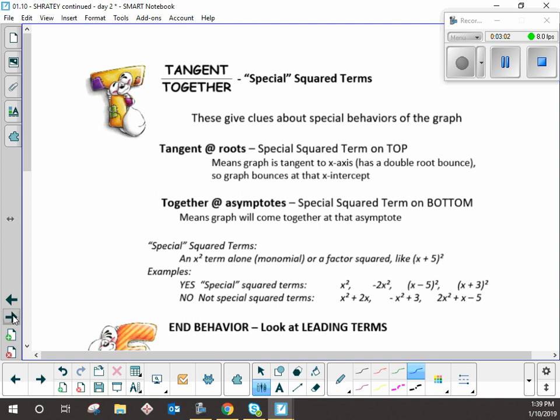T is for tangent or together. And please remember, it's written as a fraction on purpose. Tangent over together. The tangent is from the numerator. That's your root information. And together is from the denominator. That is your asymptote information. Okay, is it tangent at the root? Is it together at the asymptote? And it says here, these give clues about special behaviors of the graph. What you're looking for is you're looking at factored form.